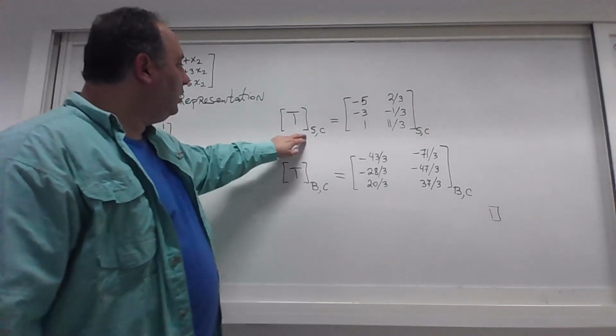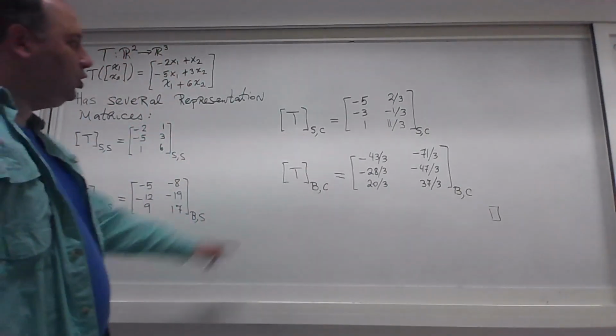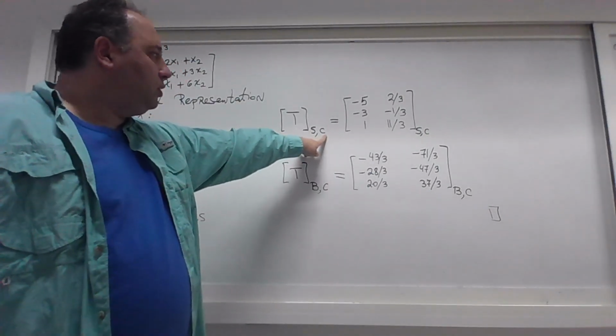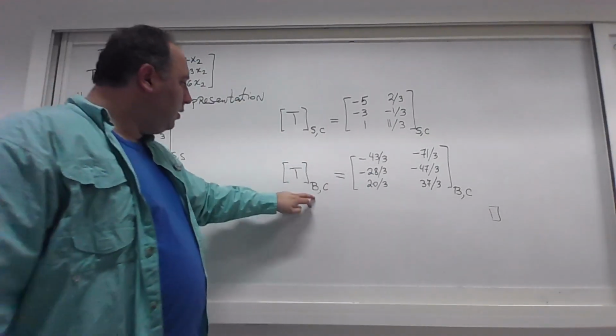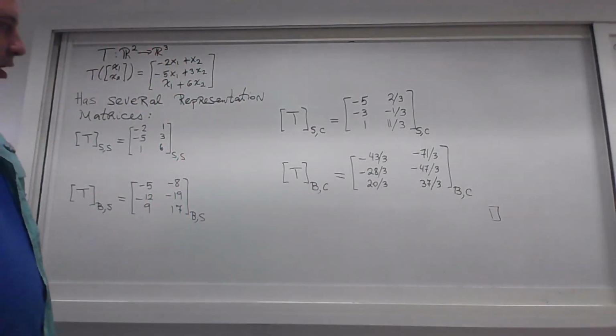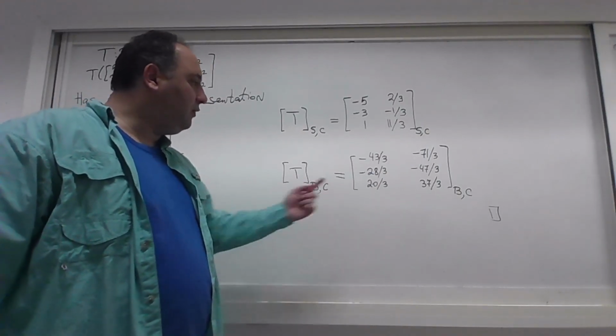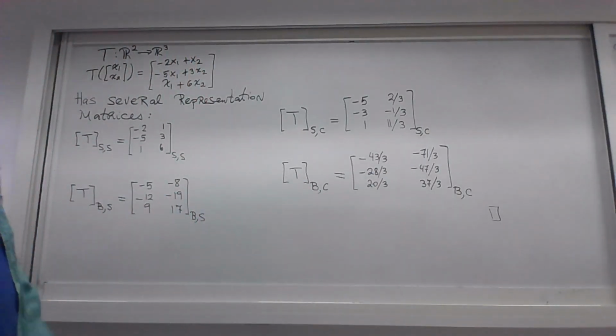We also computed the representation matrix relative to the standard basis for inputs and basis C for the outputs. And lastly, we found the representation matrix of the linear transformation T relative to basis B for inputs and basis C for the outputs. So you see, the same linear transformation has several representation matrices. All of them are different and related to the choice of basis for the domain and basis for the codomain.